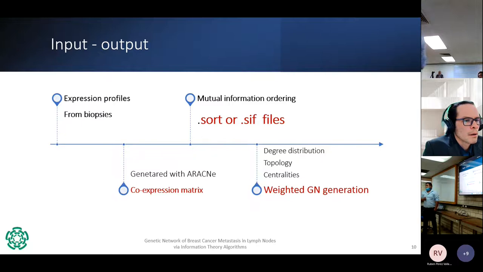Well, we obtain the expression profile, as I mentioned, from the biopsies to generate the expression matrix for ARACNe. The mutual information is sorted into two files, a sort file and a zip file. I will explain these files in another slide, but it's important to mention that after obtaining and ordering this mutual information, we make a second prune, because the original files have more than 10 gigabytes of information. With this second prune, we apply a threshold to identify the most important correlation between pairs of genes, and we obtain weighted genetic networks. These weighted genetic networks allow us to identify the degree distribution of the network, its topology, and the centralities of this network.